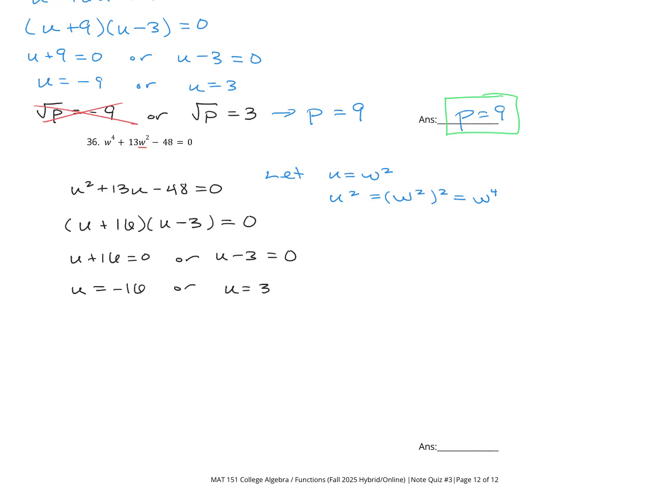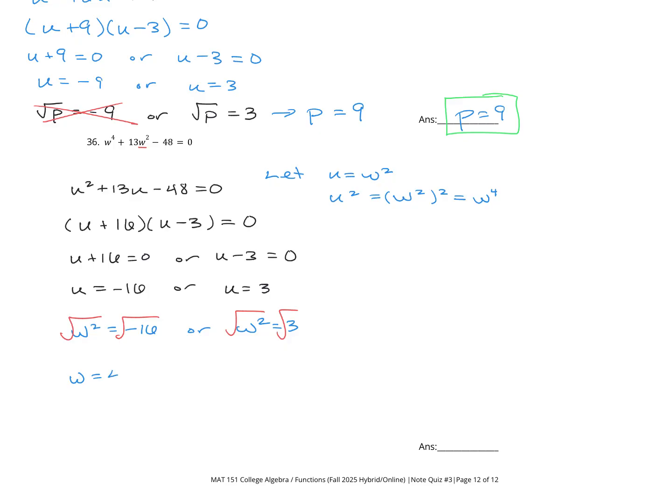But again, we didn't want the variable u. We wanted w's. So we swap it out. u is the same thing as w squared, and that's still equal to negative 16, or w squared is equal to the number 3. You will now notice we can square root both sides, and we'll just kind of do it like a little machine. So for the first, the square root of the 16 becomes a 4.